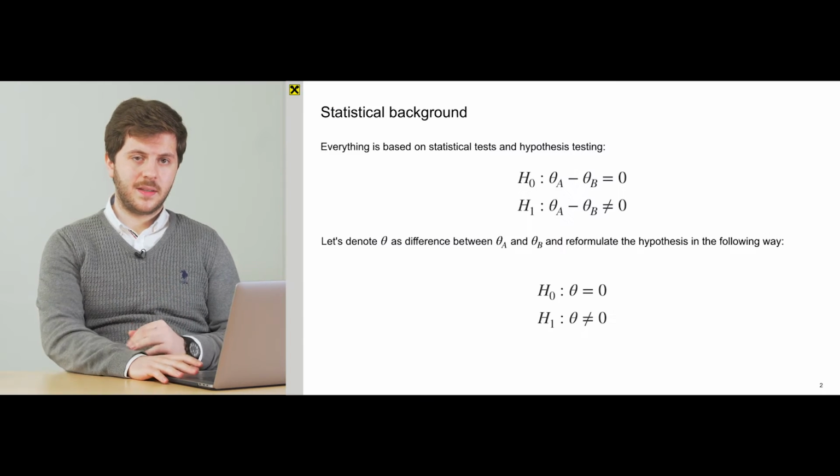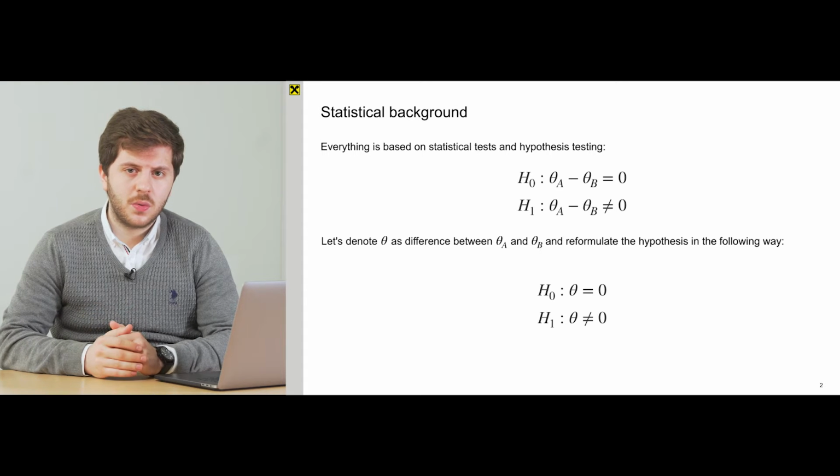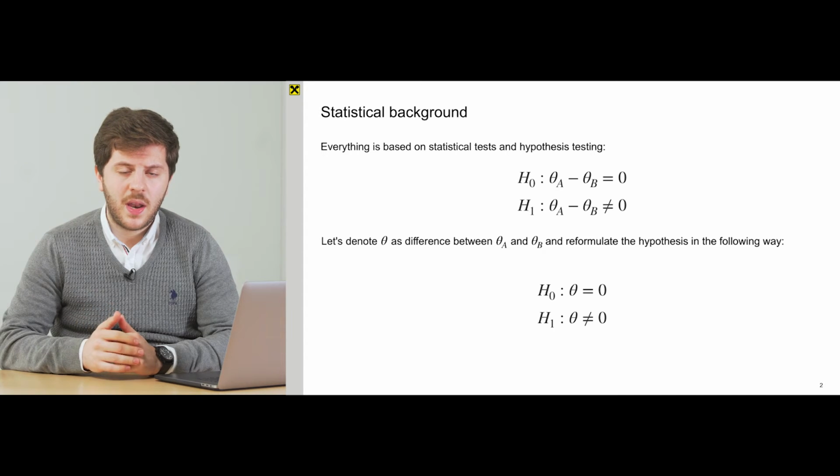Let's start with statistics. In A/B testing and online experimenting, everything is based on statistical tests and hypothesis testing. The null hypothesis says that the effect, which is the difference in average of two metrics, does not exist. And the alternative hypothesis says that the effect exists. It could be small or big, positive or negative, but it exists. So on this slide you could see two ways to write down the null and alternative hypothesis. I propose to remember the second one and move on.